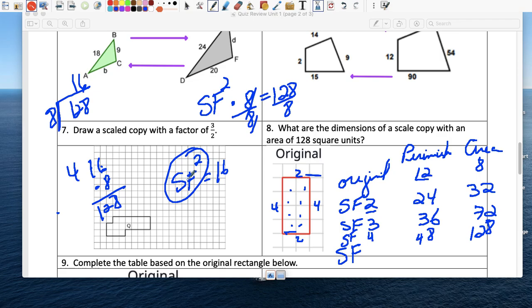Scale factor to the second power equals 16. And the only number times itself to equal 16 that matches our case would be positive 4. So 4 to the second power is 16. So the number we were looking for was 4. So I guess one thing you can do is continue the table until you reach the number that they were asking for, which was 128. So we didn't have to go too far. We only had to go to a scale factor of 4.